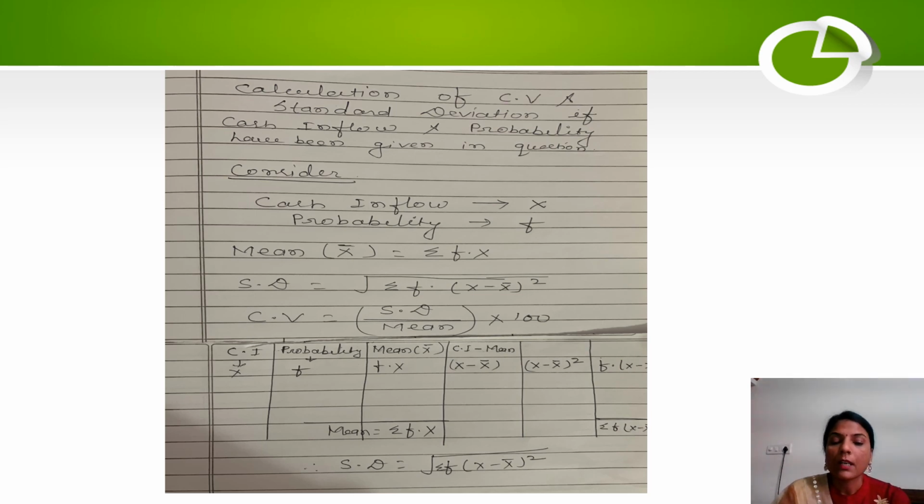cash inflows in that. The probability, whatever they have given in the questions, will be the F I need to consider. So for the mean, multiply the cash inflows with the probability, and after adding all those values you will get the summation of F into X. Then cash inflows minus mean, meaning the X value should be subtracted by this mean value. So X minus X average, square this value and multiply it with the probability, and you will get the standard deviation formula.